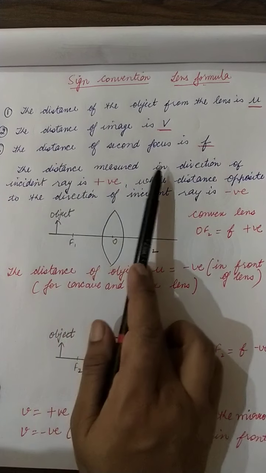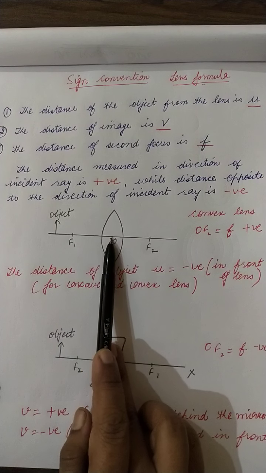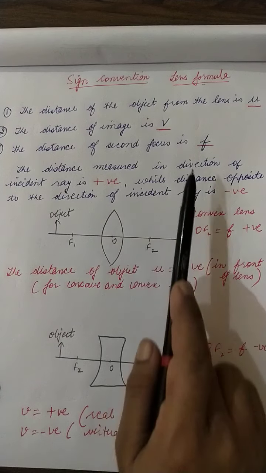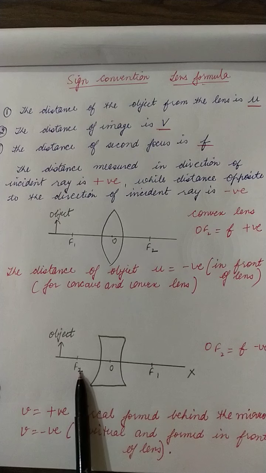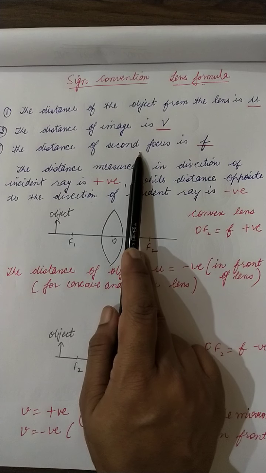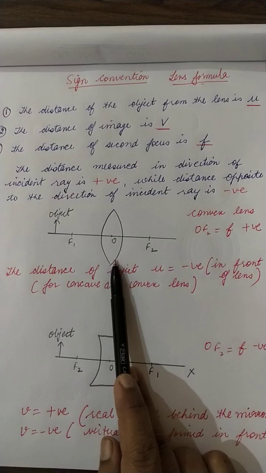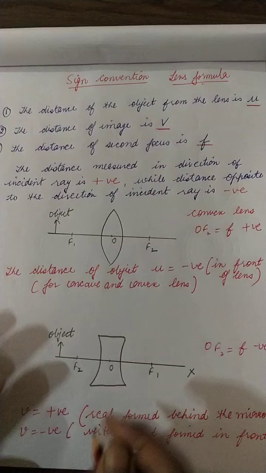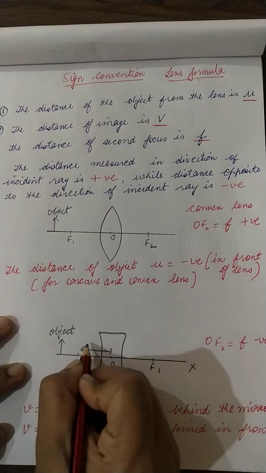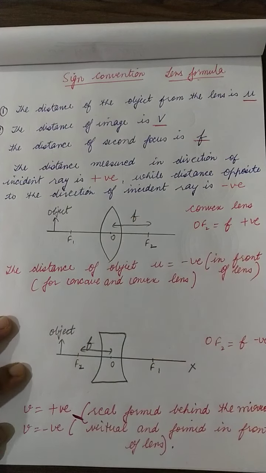The distance of the second focus is f. For example, in a convex lens, this distance from O to F2 is f. Same here, O to F2 is f. It is written here, second focus. As you know, all the images of distant objects will be formed at the point F2. So the distance between the optical center and the second focus is f, right? If we draw, this distance is f.